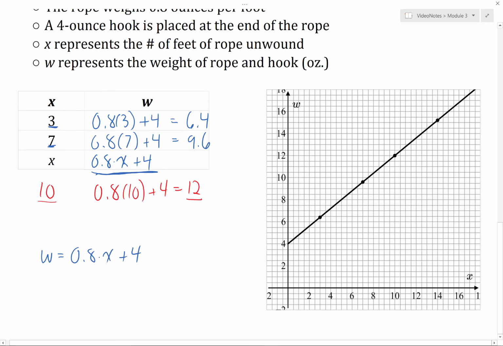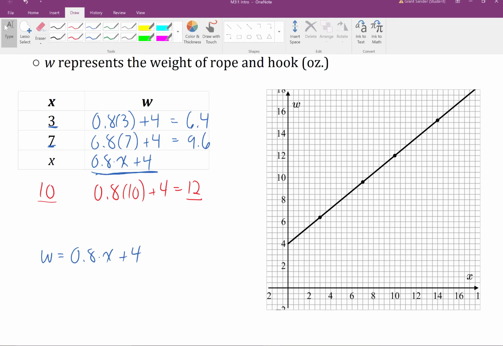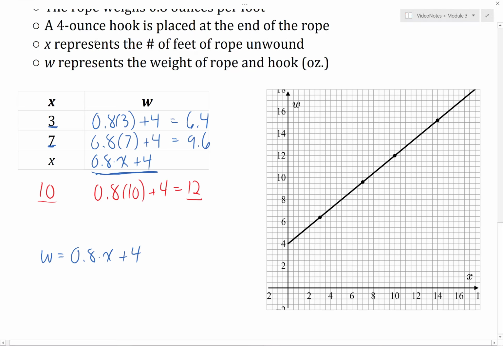Now, we can also graph the relationship between W and X. So notice that I have a few points plotted on this graph, and these represent some of the pairs from the table of values. So we can plot our pairs from our table of values on the graph, and these points are always going to lie on the graph. However, there are also a lot more points on the graph than there are on the table of values.